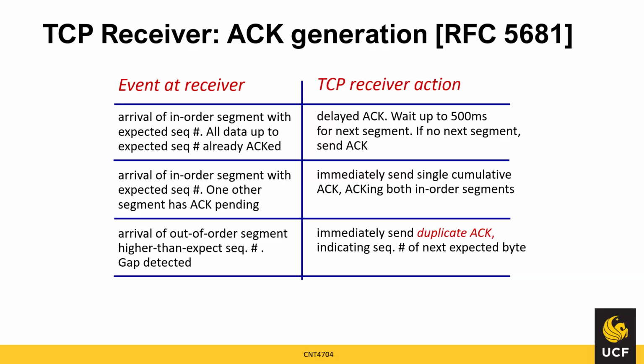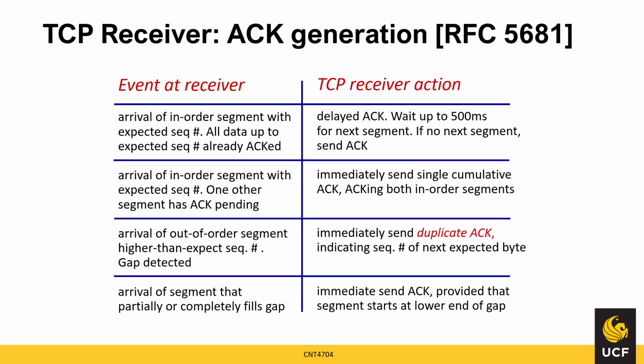If a segment arrives out of order, as in the third case or third event, meaning it has a higher sequence number than expected, TCP would say, hey, there's a gap, and it would send a duplicate acknowledgement for the last byte it received. That should give an indication to the sender that something is going on. The duplicate acknowledgement says something like, hey, I'm missing something in between, please go ahead and resend it.